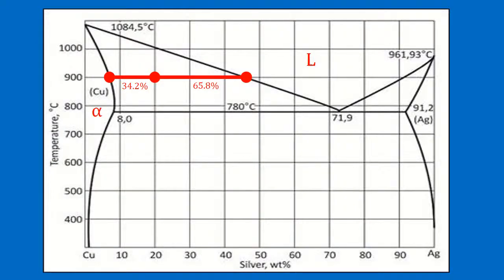So moving on, you can kind of see how that 34.2% is actually at that point at 20% silver, we are at 34.2% liquid, not 34.2% alpha, and that's because we're getting closer to the liquid phase. As we move closer and closer to the liquid phase, we're going to have fully 100% liquid. So if you can imagine the dot all the way on the liquidus line, that would be 100% liquid.